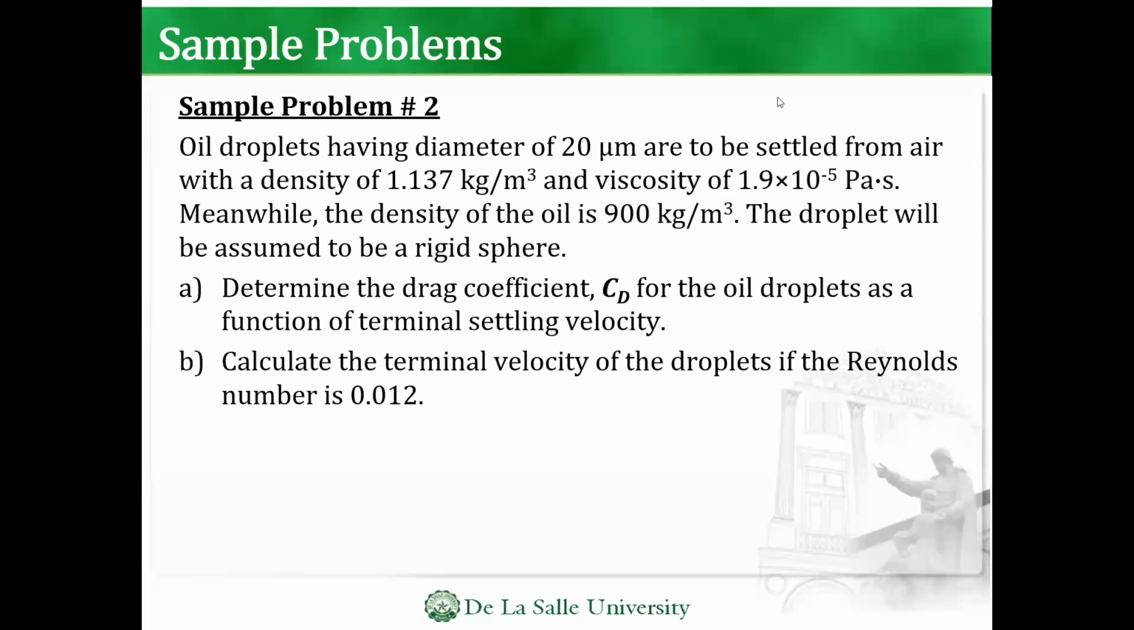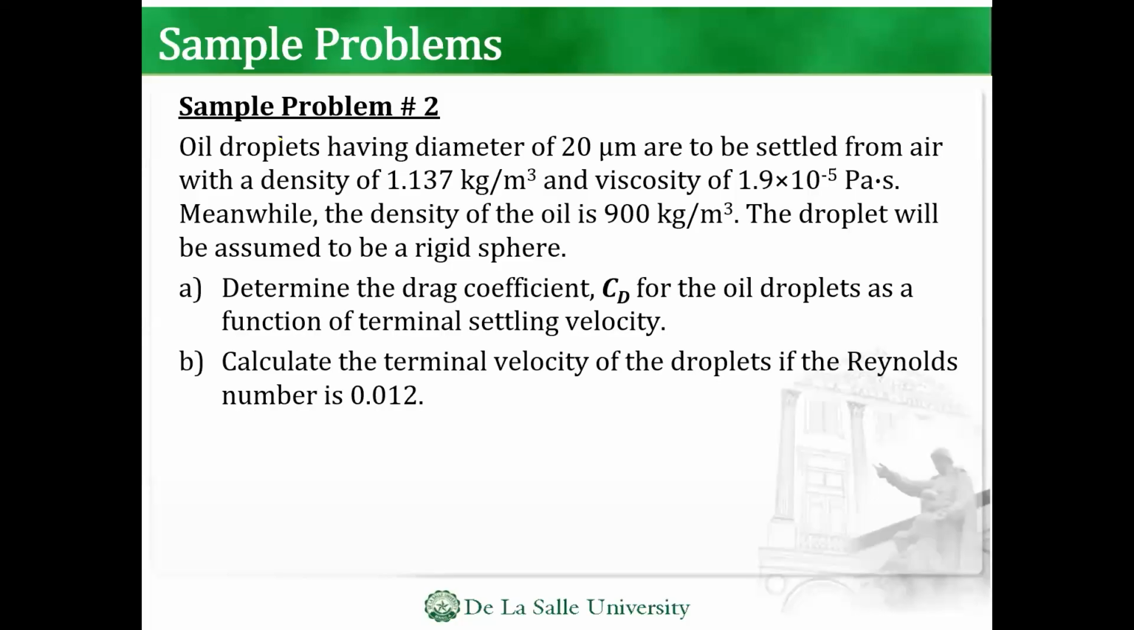Oil droplets having a diameter of 20 microns are to be settled from air with a density of 1.137 kilograms per cubic meter and viscosity of 1.9 times 10 to the negative 5 Pascal second. Meanwhile, the density of the oil is 900 kilograms per cubic meter. The droplet will be assumed to be a rigid sphere. Letter A, determine the drag coefficient for all the oil droplets as a function of the terminal velocity. And then next, calculate the terminal velocity of the droplets if the Reynolds number is 0.012.